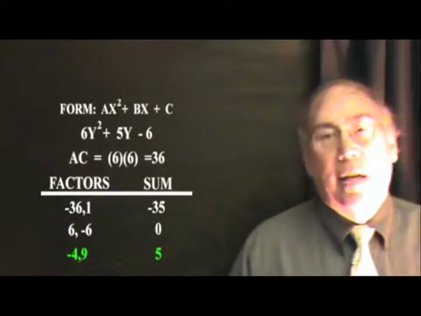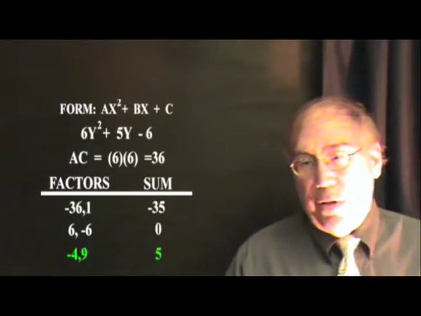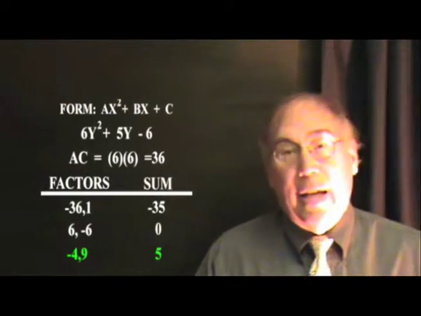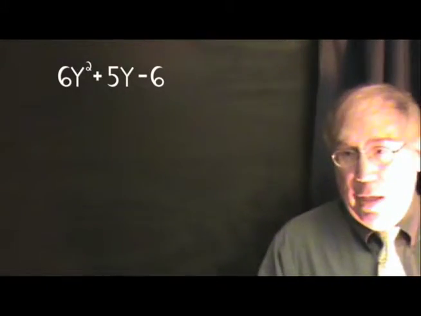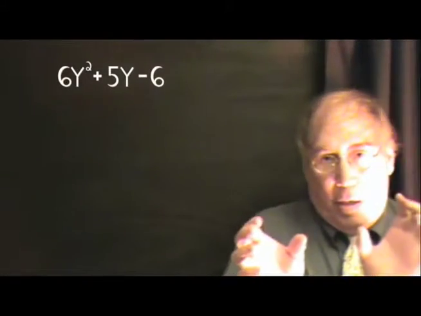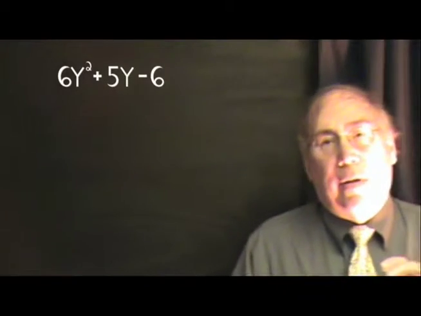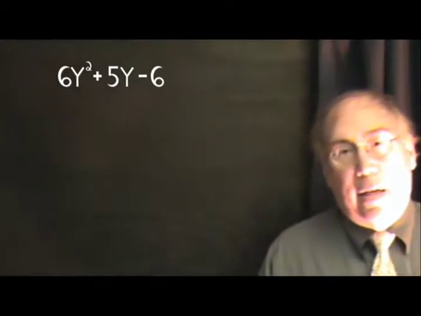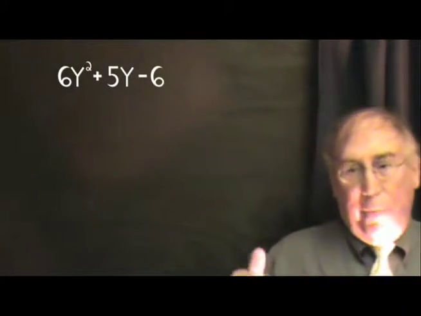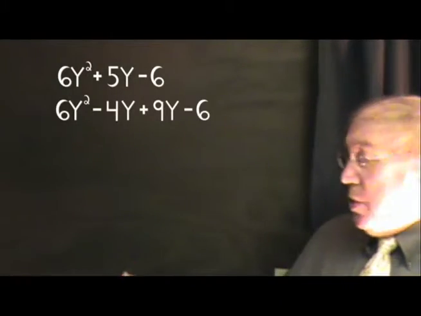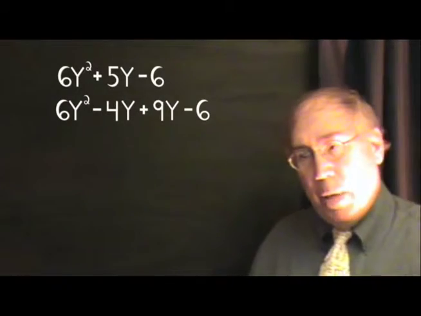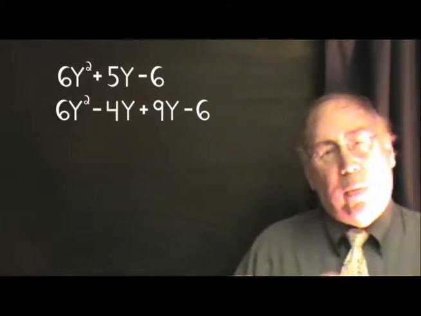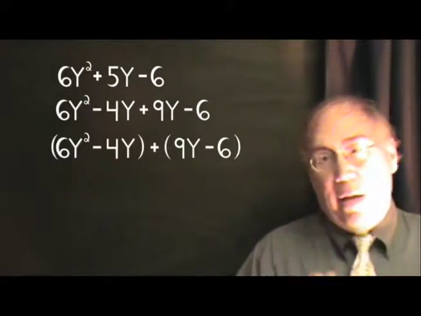So, look through some of the factors, and we have a negative 4 and a 9 that will fit that situation. Now, put a y with that negative 4 and 9, and we'll get a situation that looks like this here: 6y squared minus 4y plus 9y minus 6. The negative 4y and the plus 9y will give us that 5y.